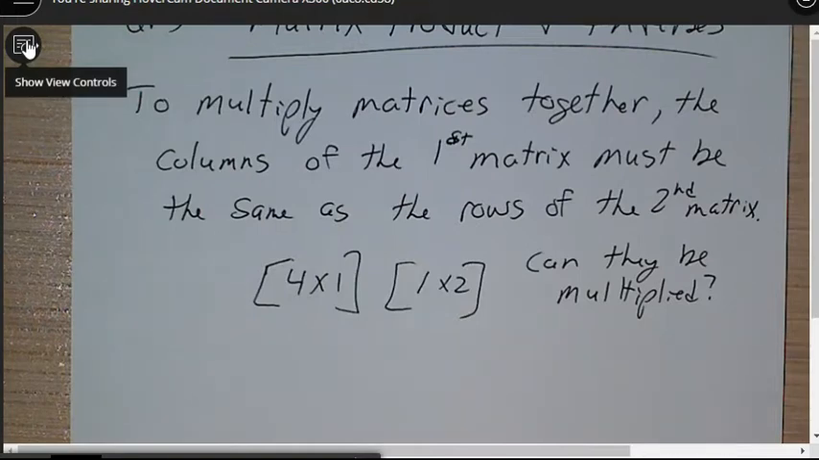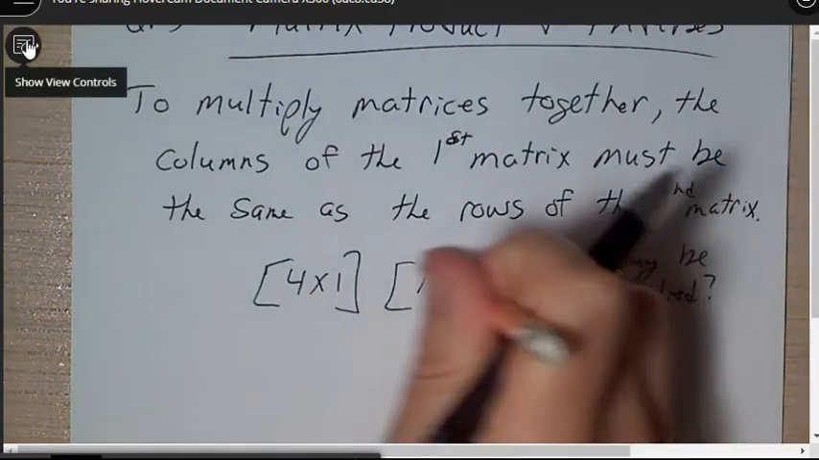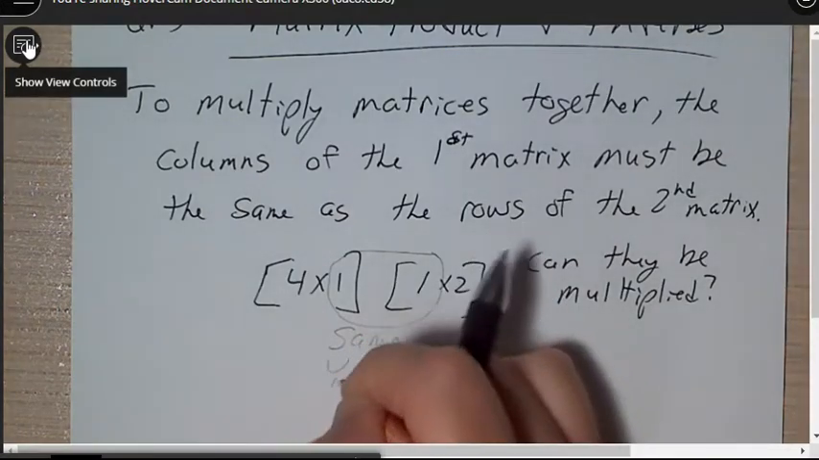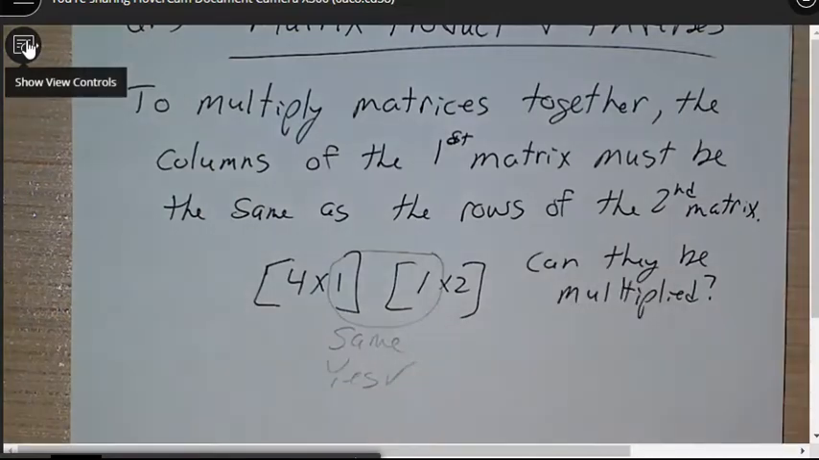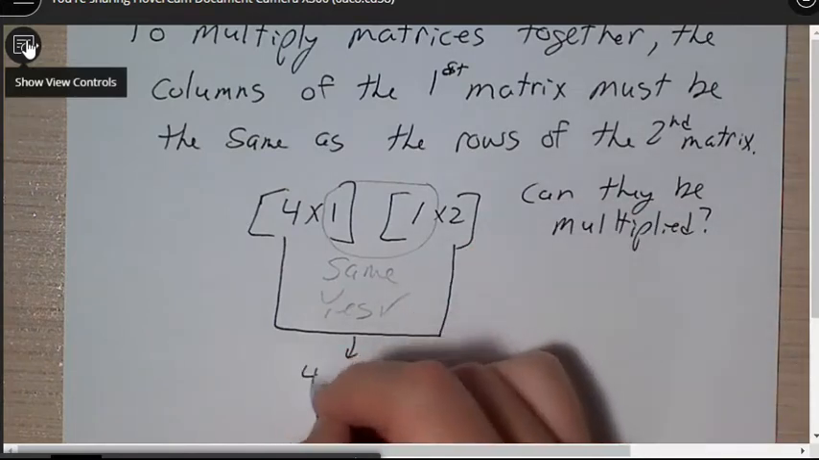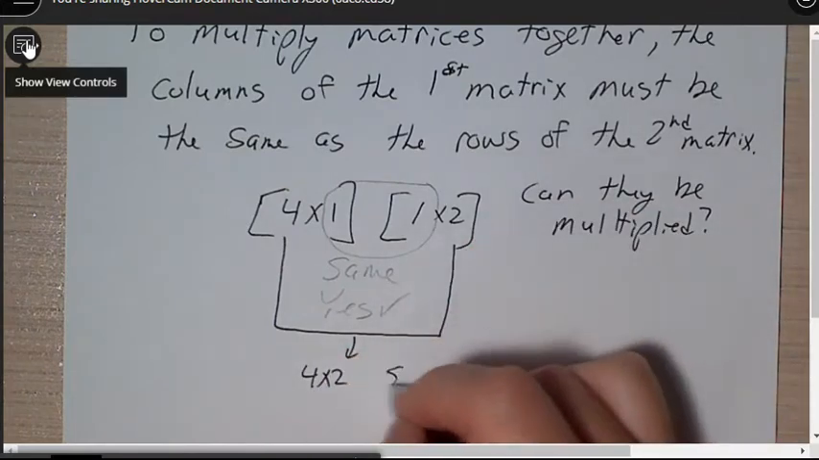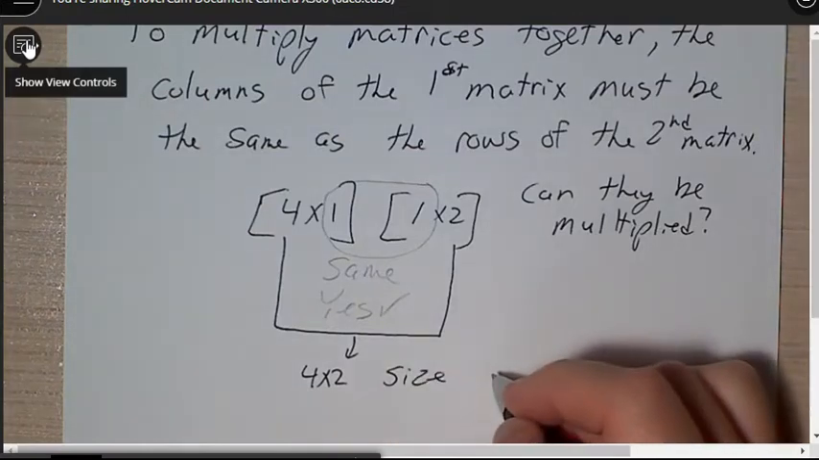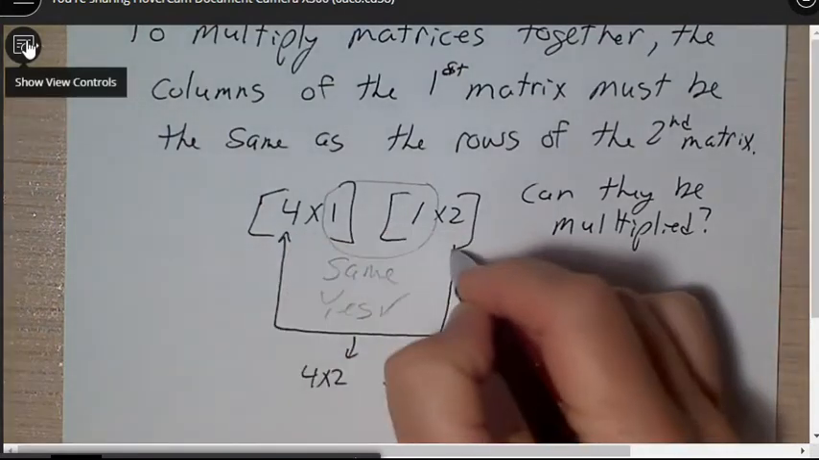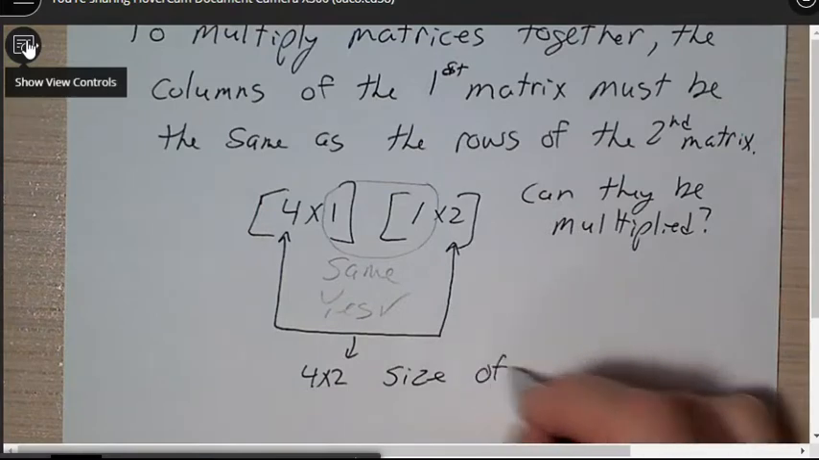as long as these two numbers are the same, then yes, you can multiply these two things together. Okay, and then the size of the matrix you're going to have when you get finished is the other two numbers you have. So this is going to wind up being a 4 by 2 matrix. Whatever two numbers you have left over, that's going to tell you the size of the product.